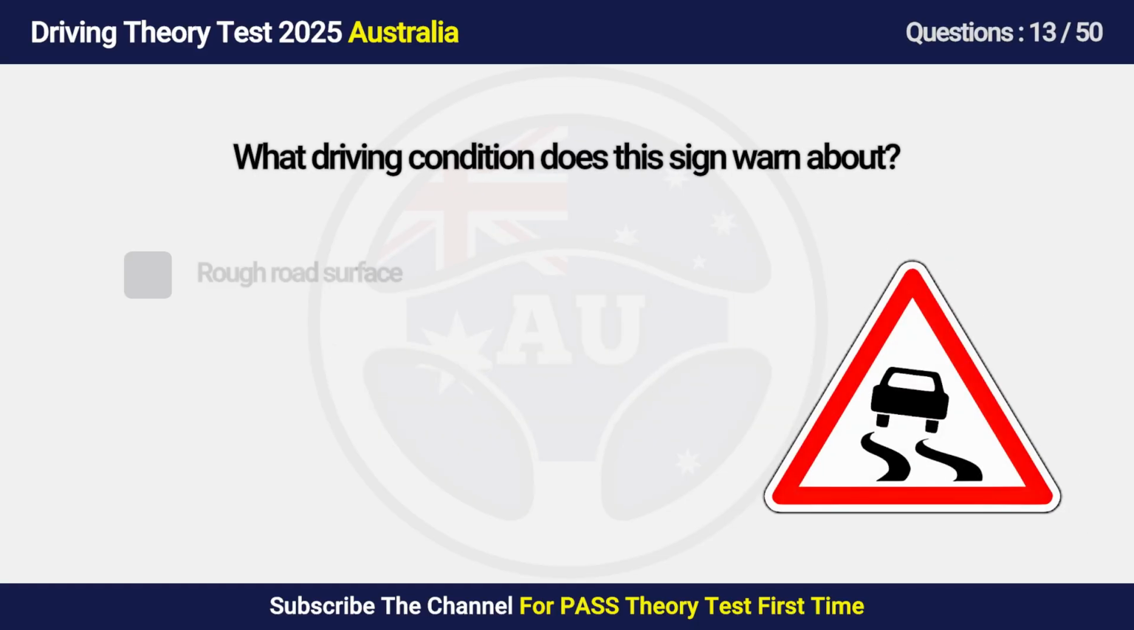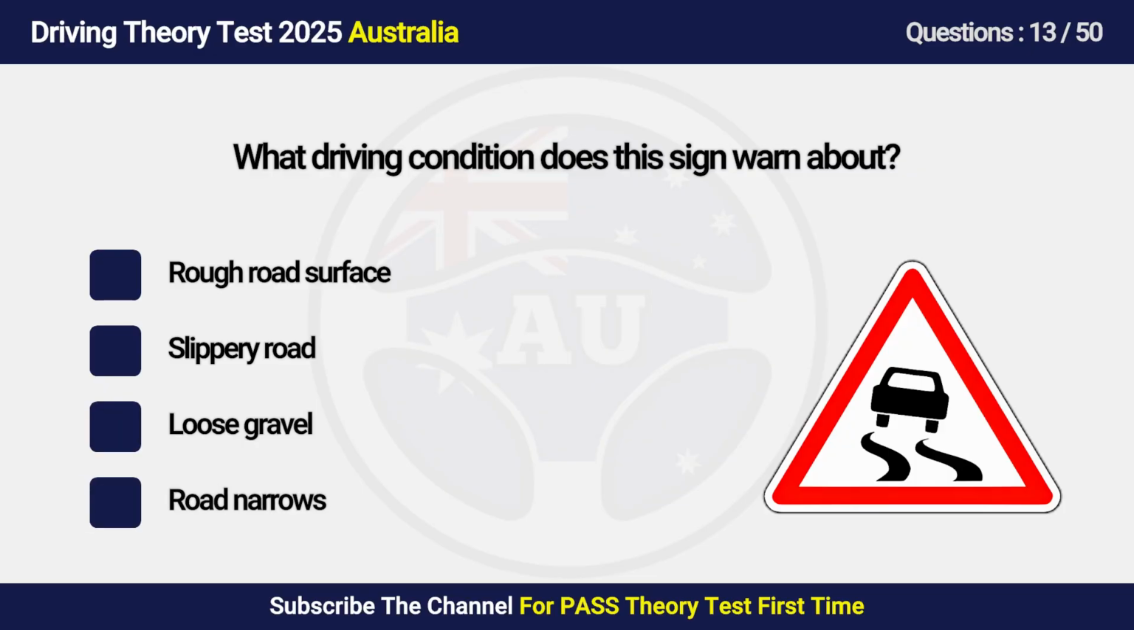Question 13. What driving condition does this sign warn about? A, rough road surface, B, slippery road, C, loose gravel, D, road narrows.